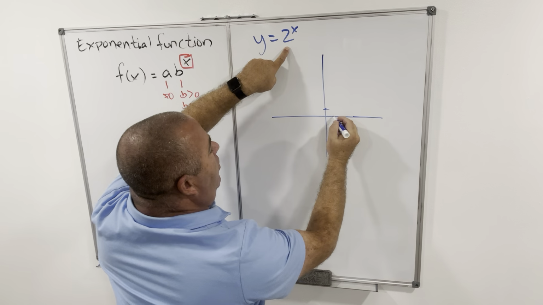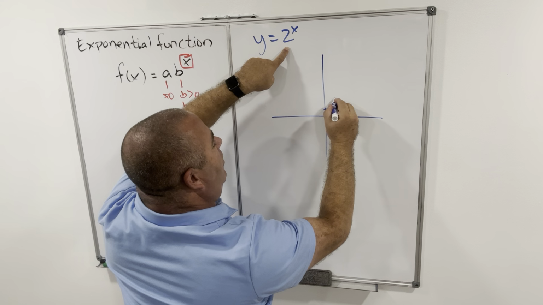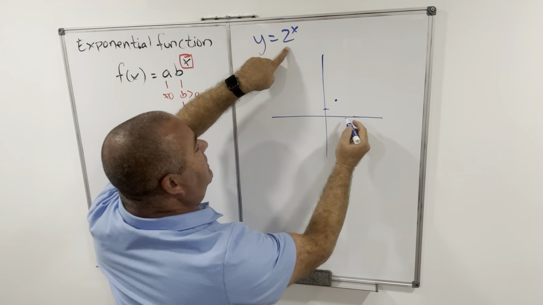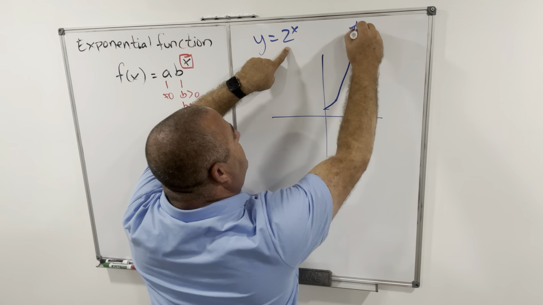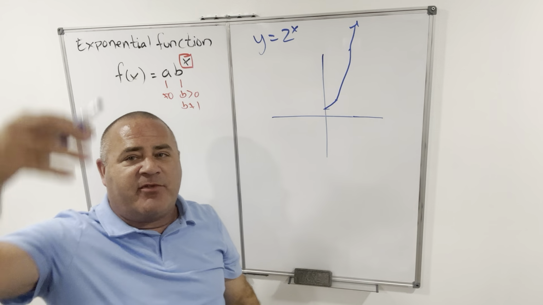If x is equal to 1, then y is 2. If x is equal to 3, then y is 8. And this is where you start seeing that exponential growth. It starts going up very, very quickly.